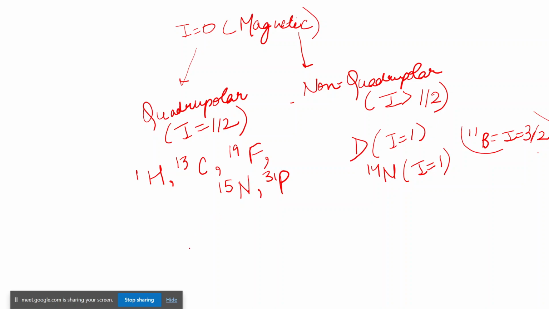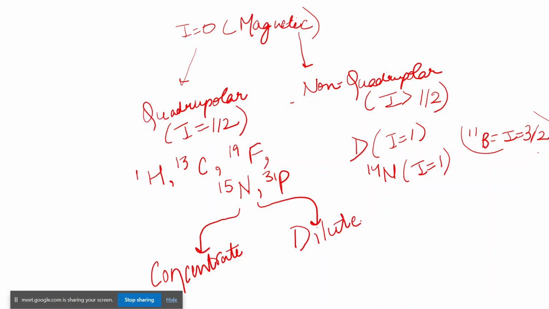Now we can divide these into two parts: concentrate nuclei and dilute nuclei. What do concentrate and dilute mean? Examples of concentrate are 1H and 19F, while dilute is 13C. In concentrate nuclei, natural abundance is more, that's why they are called concentrate nuclei. In dilute nuclei, abundance is less. In proton it is nearly 100%, and for fluorine it's 100% natural abundance.